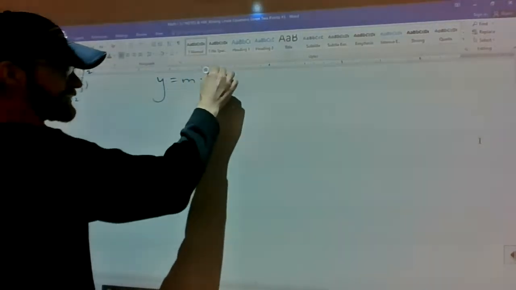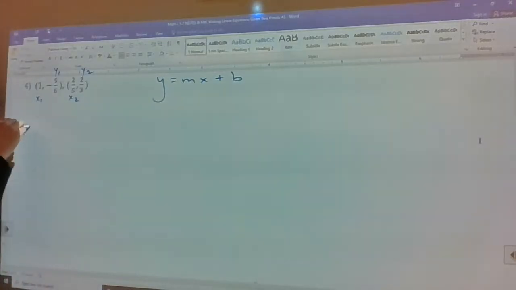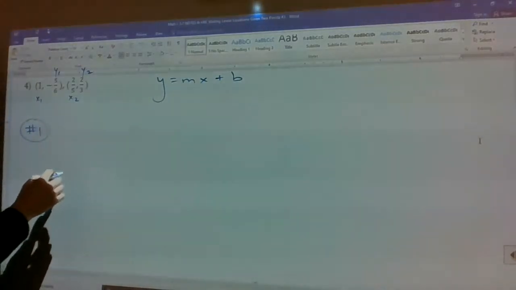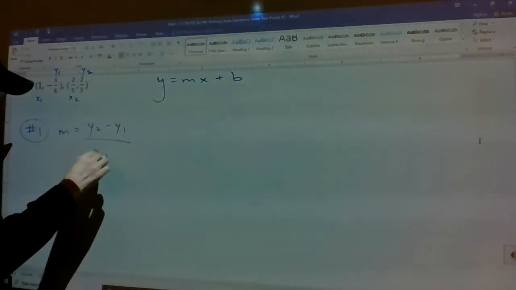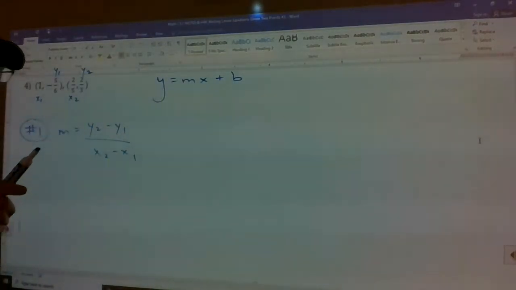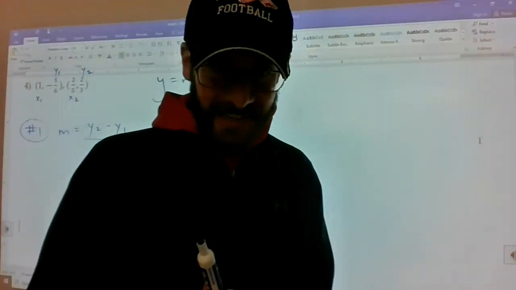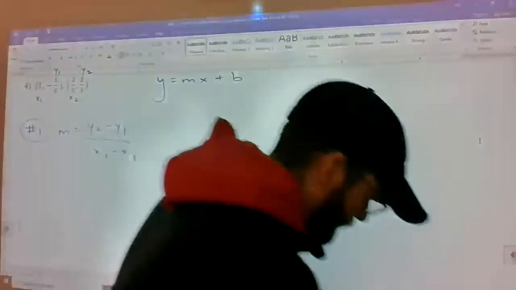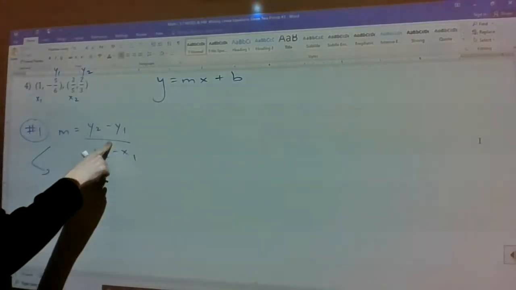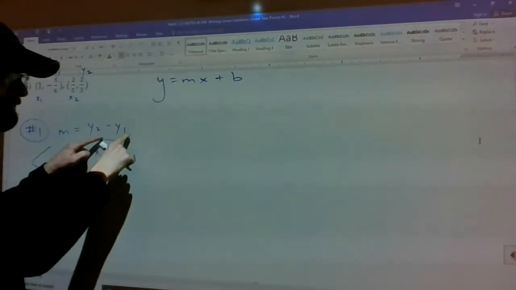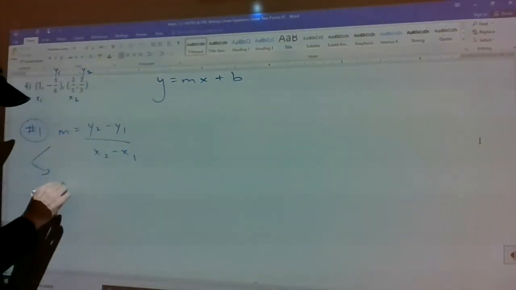Well, I'm going to label like I normally do. And I'm going to keep in mind that y equals mx plus b is the format that we're working with. Step 1 is going to be, using that formula, y2 minus y1 over x2 minus x1. Now this is going to be incredibly clunky, because we've got a fraction that's going to have fractions inside of that fraction. Yikes. So I just want to plug in at first, okay?